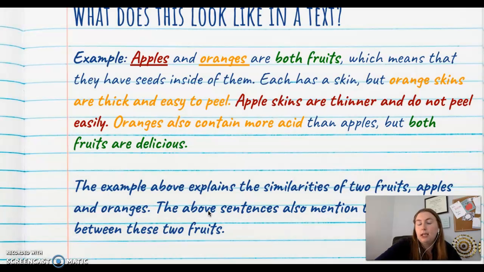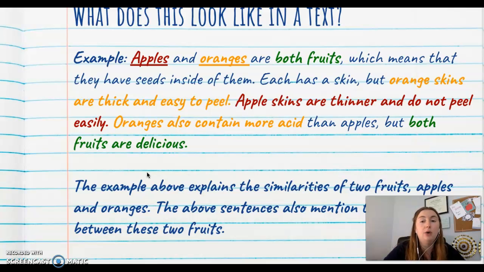Okay, so what does this look like in a text? Somebody wrote about apples and oranges, and they're going to compare and contrast apples and oranges. So let's read. Apples and oranges are both fruits, which means that they have seeds inside of them. Each has a skin, but orange skins are thick and easy to peel. Apple skins are thinner and do not peel easily. Oranges also contain more acid than apples, but both fruits are delicious.